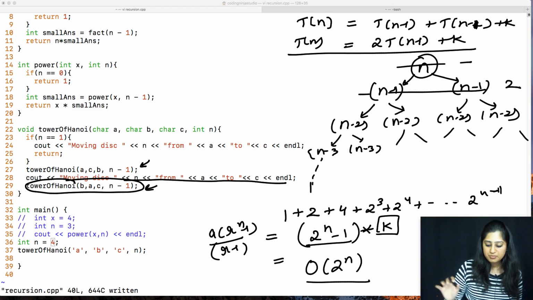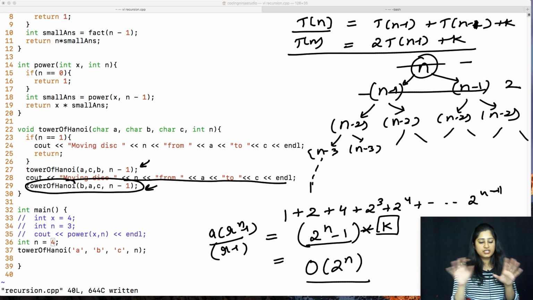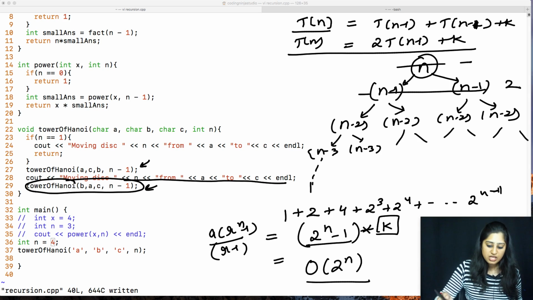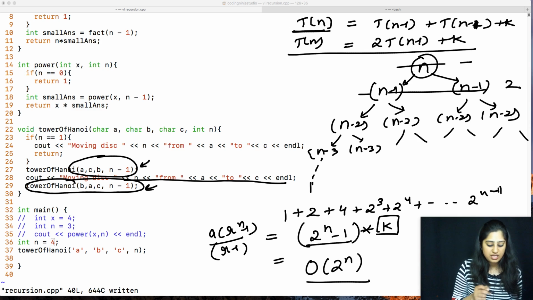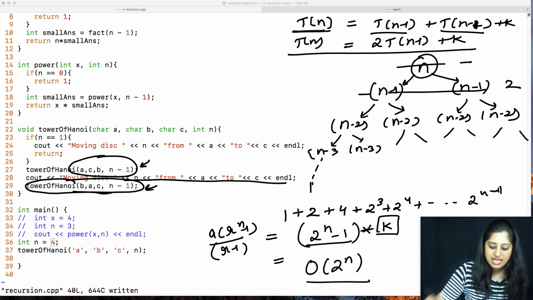I will just quickly repeat this time complexity part in case it is not clear to some of you. In order to solve the Tower of Hanoi problem of size n, we are first moving n minus 1 disks from A to B, and we are then moving one disk from A to C, and the n minus 1 disks which are there at B, we are moving back to C. So that means we have to solve two problems of size n minus 1. So if I have to write the recursive equation, it will be like this.